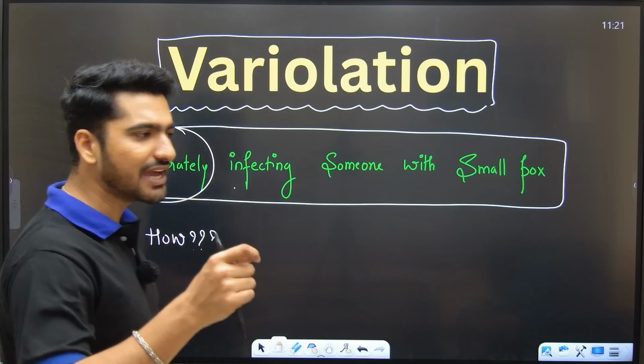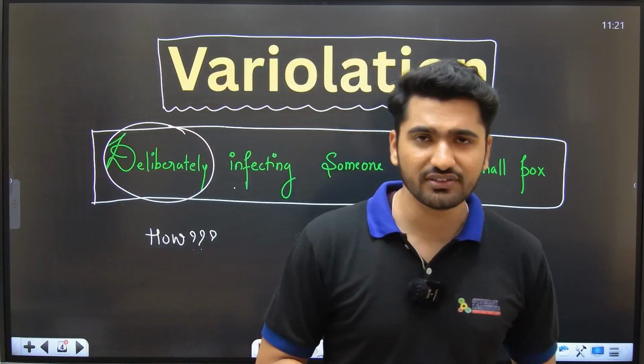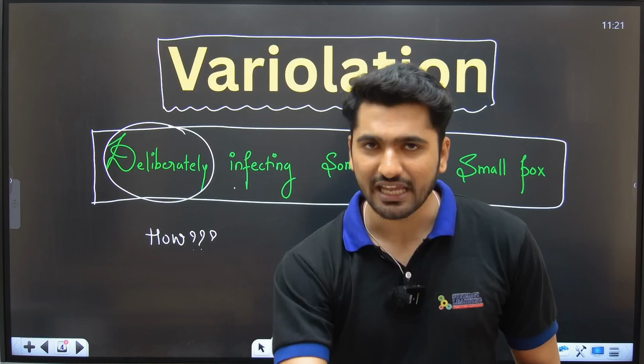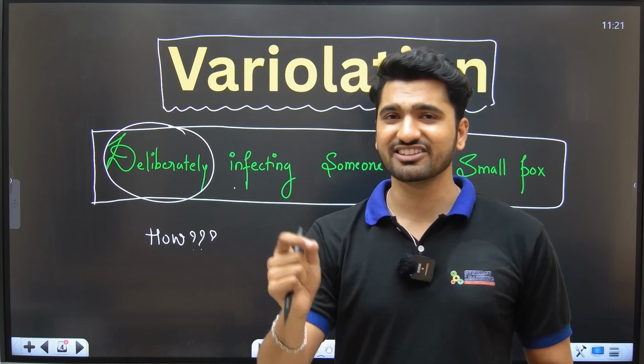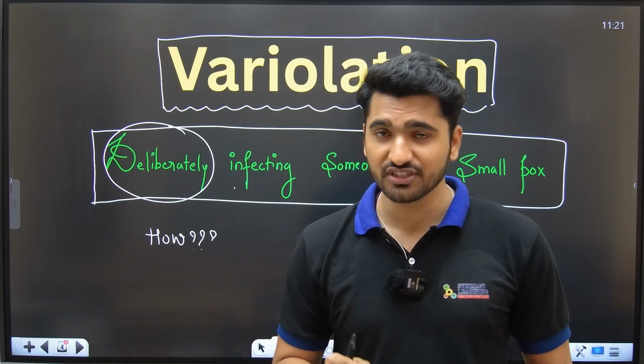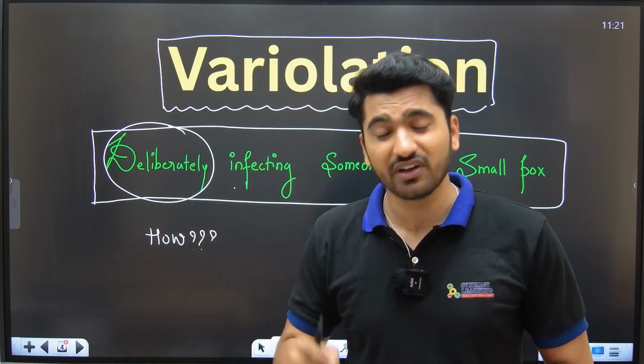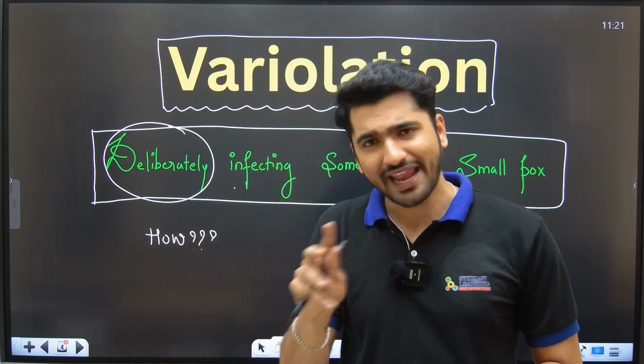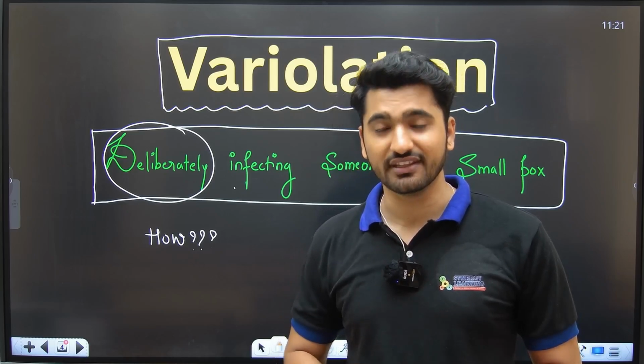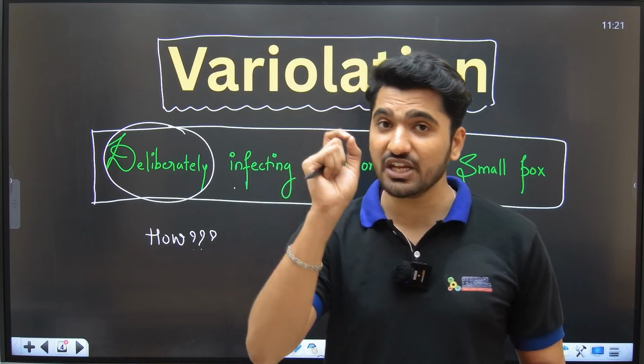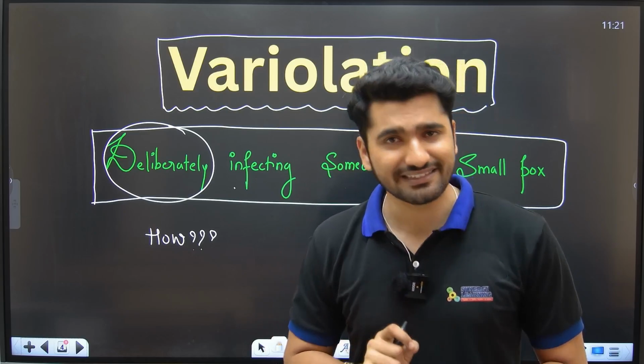In this procedure, what they were doing is deliberately infecting a person with smallpox, and this smallpox which they were infecting the person with was a live virus. It was not an attenuated or weakened version of the virus. It was a live virus from an infected person. How exactly is it done?